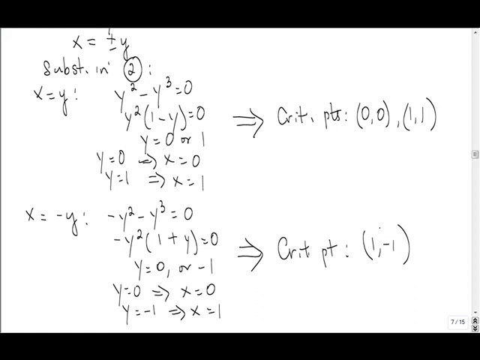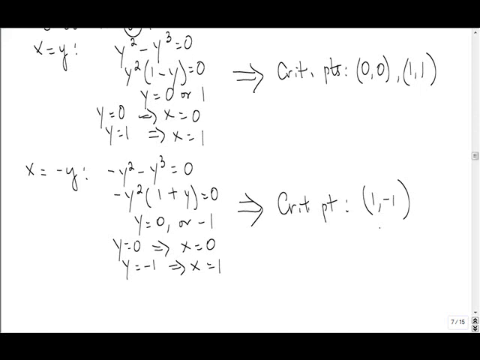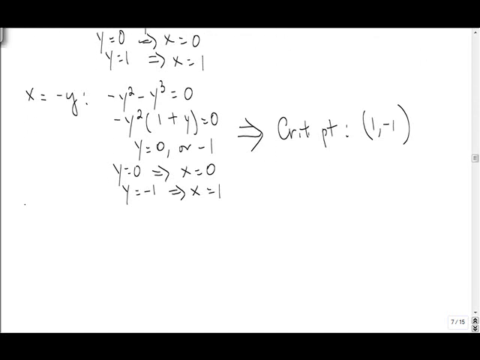Now that we have the critical points, what's our next step? The second partials. Good, let's do it. One person give me fxx. Minus 12x. fxy: 12y. fyy: 12x minus 36y squared. Beautiful.